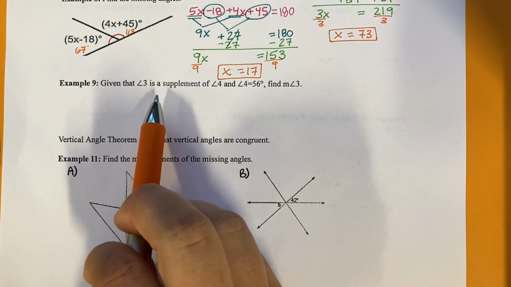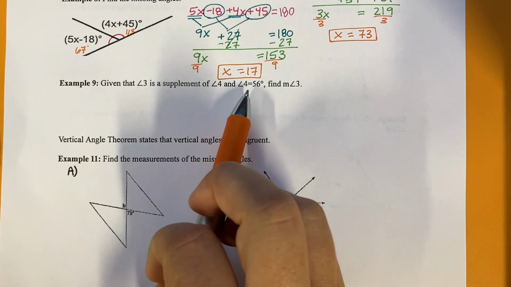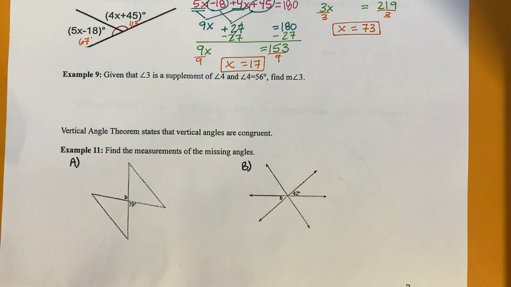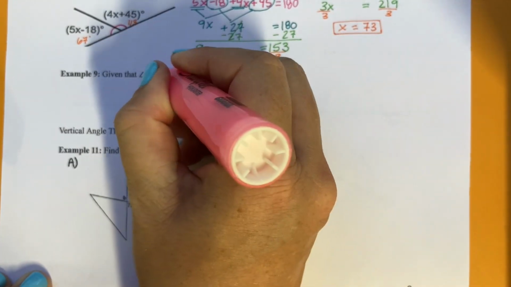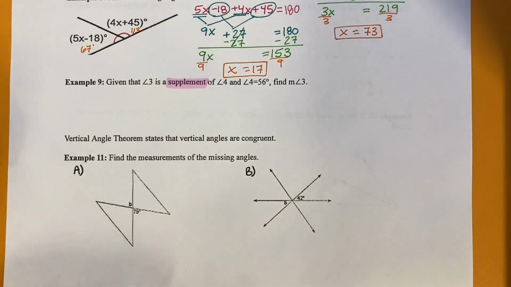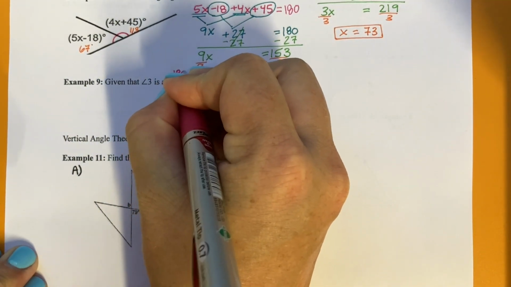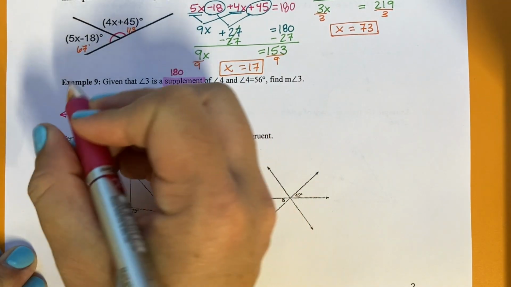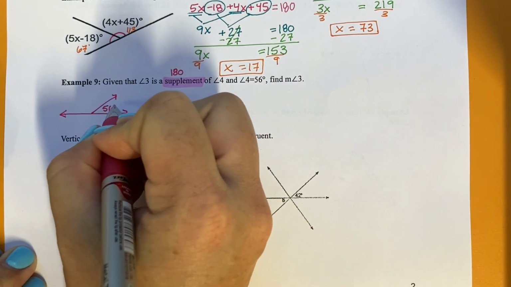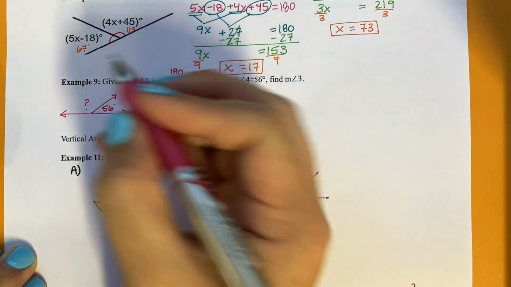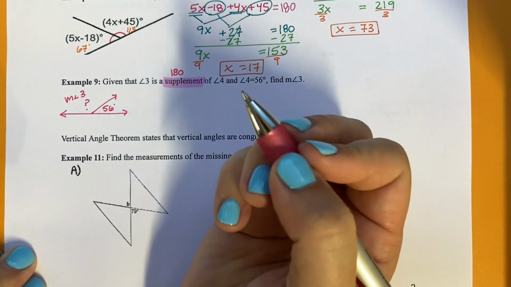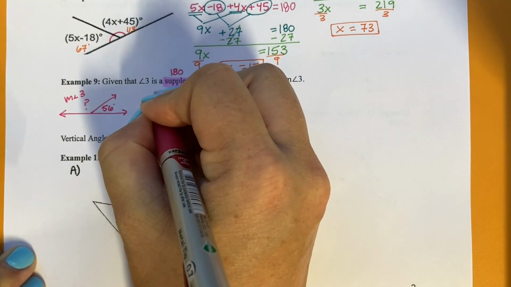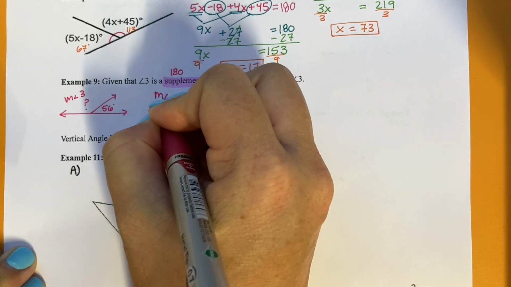Given that angle 3 is supplement of angle 4 and angle 4 is 56 degrees, find the measurement of angle 3. Supplement means 180. That means it's like a flat line. And I know that one angle is 56 degrees, and I'm looking for the measurement of angle 3 in that corner. So I would say measurement of angle 3.